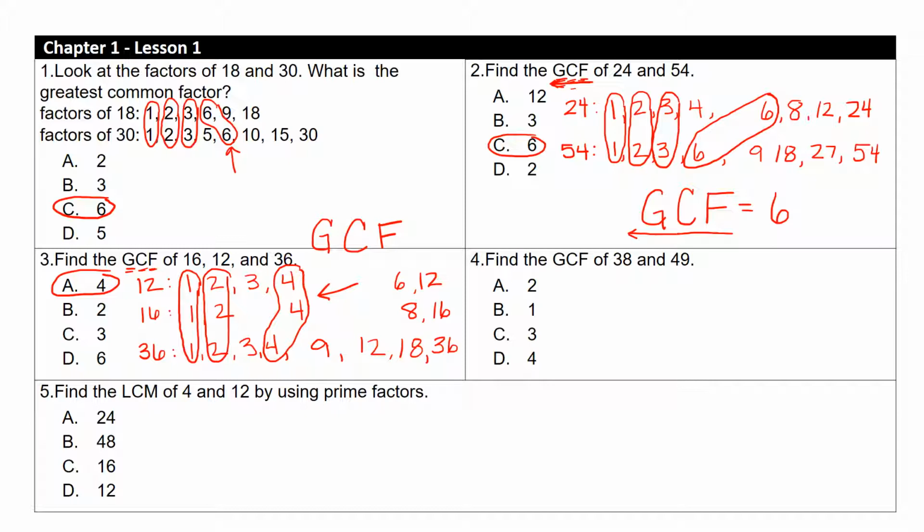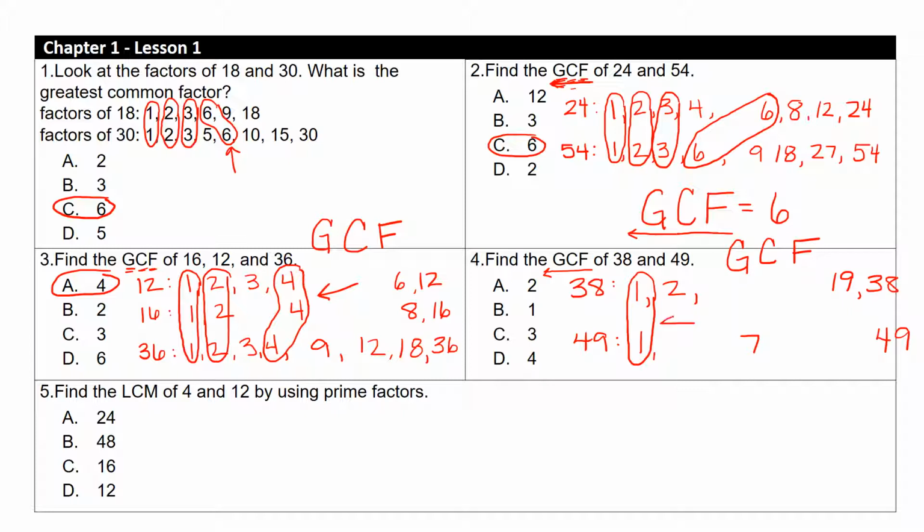Next, we're going to find the greatest common factor for 38 and 49. All right, remember, we are working backwards, so we have to find the factors first. We have 1 times 38, and we have 2 times 19. For 49, we have 1 times 49, and 7 times 7. So we've earned ourselves the F. Now we have to circle the ones that are in common. They each have a 1, but that's the only value that they share. So when it comes to picking the greatest, that would have to be 1. So 1 is the greatest common factor for 38 and 49.